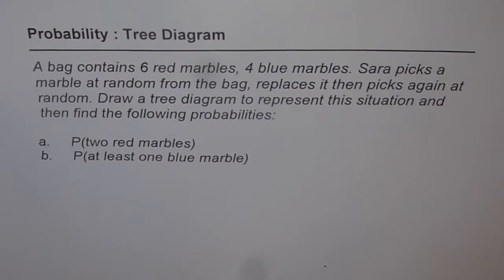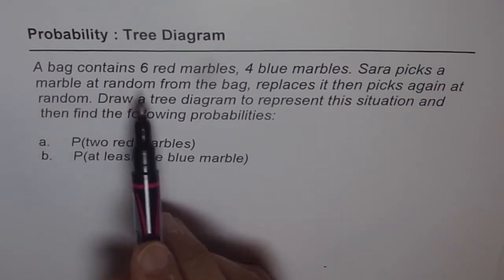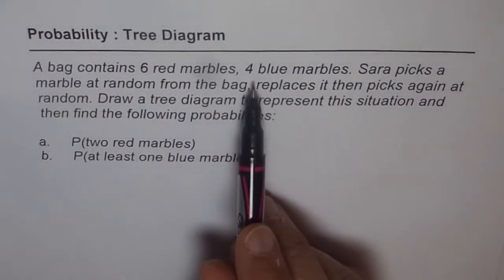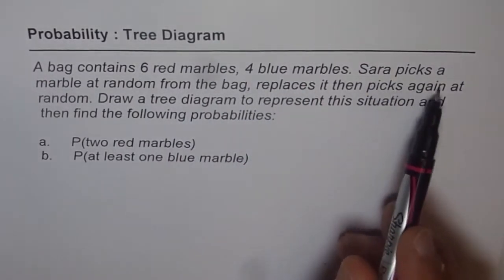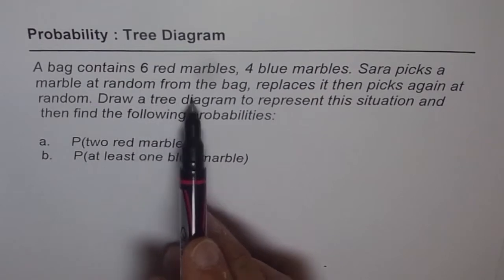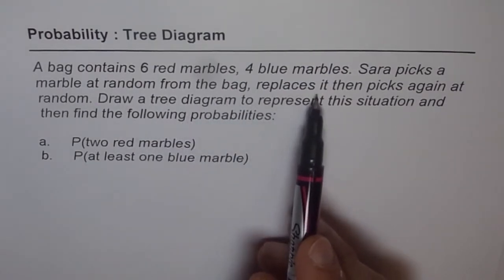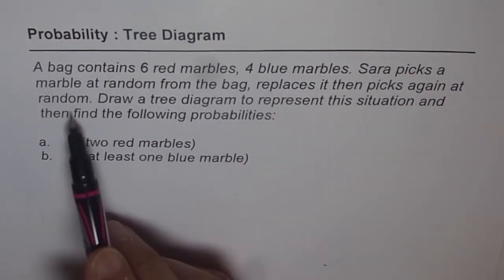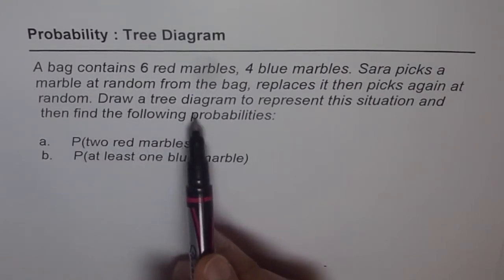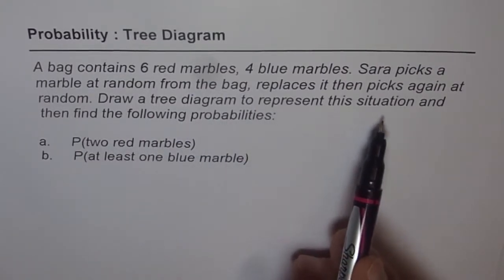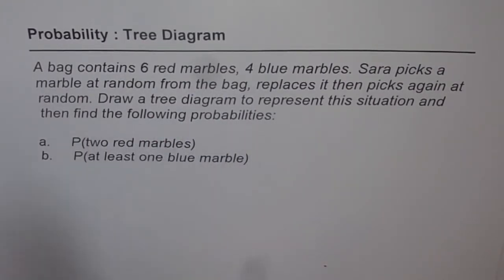Now read the question and then pause the video, try to answer it, and then look into my suggestion. You'll realize what I'm trying to say. The question here is, a bag contains 6 red marbles and 4 blue marbles. Sarah picks a marble at random from the bag, replaces it, then picks again at random. Draw a tree diagram to represent this situation and then find the following probabilities.